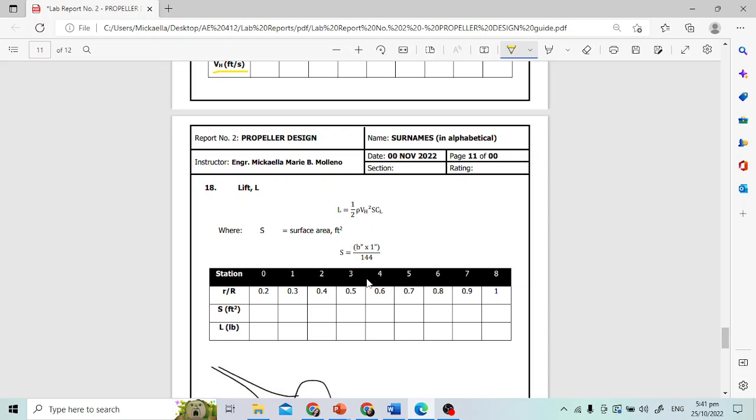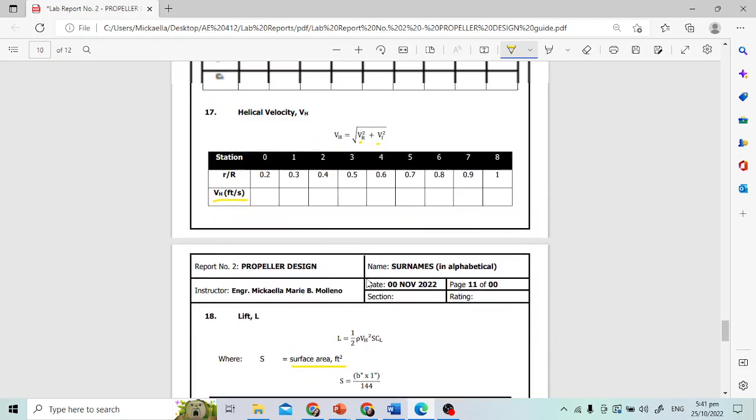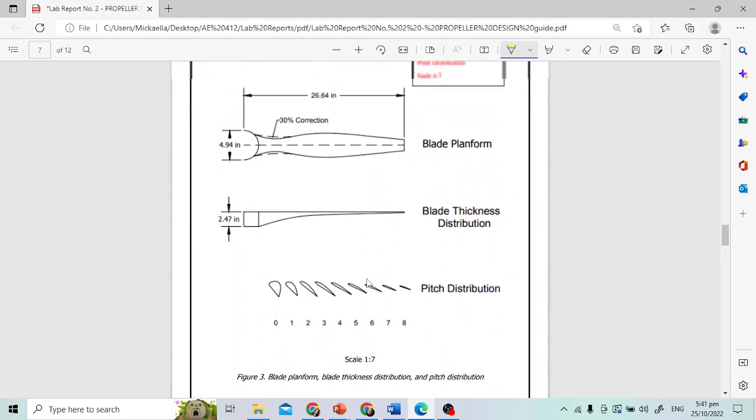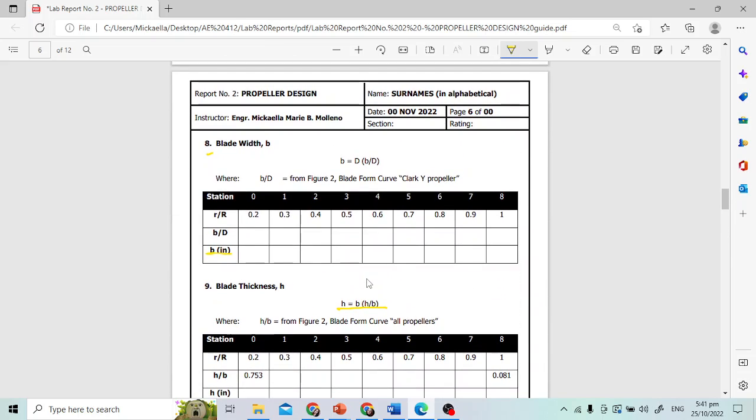So, we are all familiar with this formula right here. So, to get the lift, syempre, 1/2 multiplied by our standard sea level condition density, then our helical velocity from our part 17, multiplied by surface area in squared feet. Saan manggagaling to? Yung surface area natin per square feet. So, balik tayo dun sa part 8 natin.